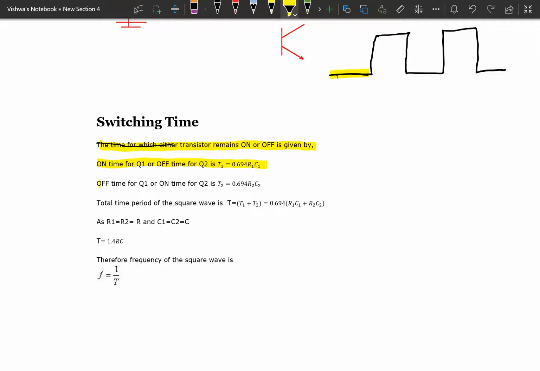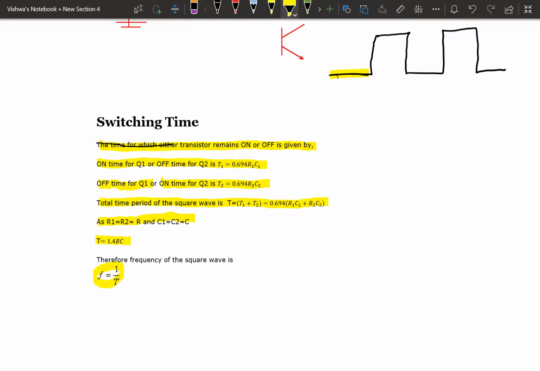The total time period of the square wave is given by T1 plus T2, that is equal to 0.694 into R1 C1 plus R2 C2. If you consider that R1 and R2 are of the same resistance value, equal to R, and the capacitances are of the same value, equal to C, then the time period will become 1.4 RC. The frequency is the reciprocal of the time period, that is f equal to 1 by T, that is equal to 1 by 1.4 RC. So this is about the astable multivibrator and its working.